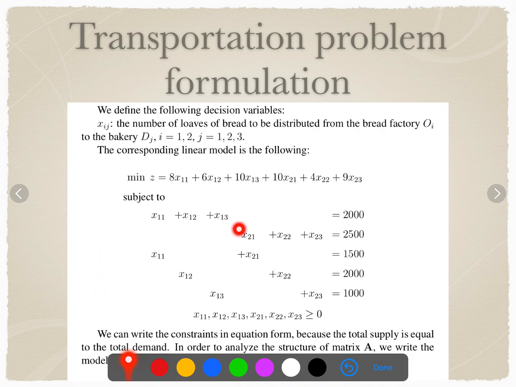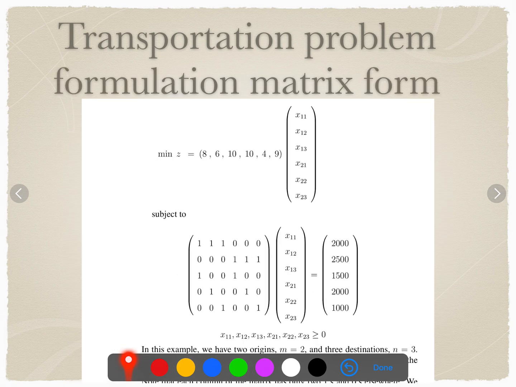If we solve these equations and get the values of decision variables which satisfy all the constraints and the non-negativity constraints while minimizing this objective function, then this is the solution of our transportation problem.